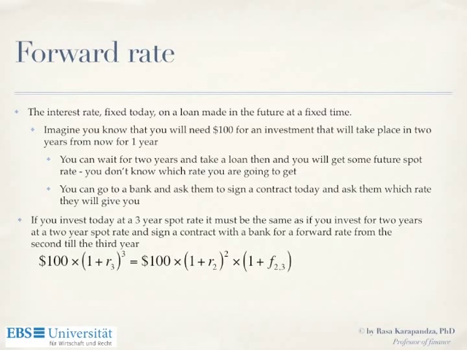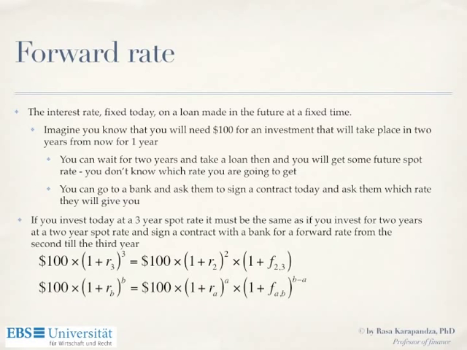Now what I'm claiming is the left-hand side of the equation must be exactly the same as the right-hand side, because you're doing exactly the same thing. Just in the first case, you have one piece of paper, one contract. In the second case, you have two pieces of paper, two contracts. But effectively, you have invested your money today for 3 years.